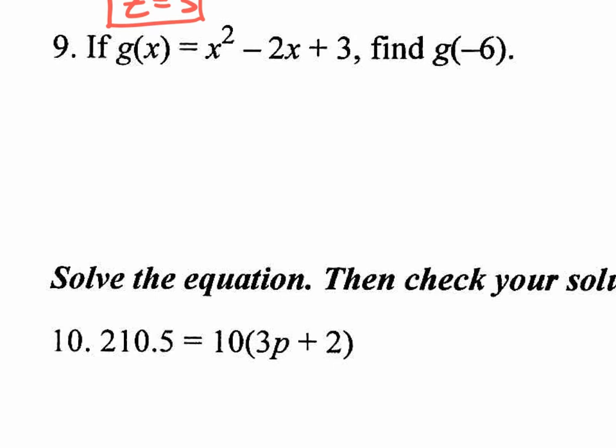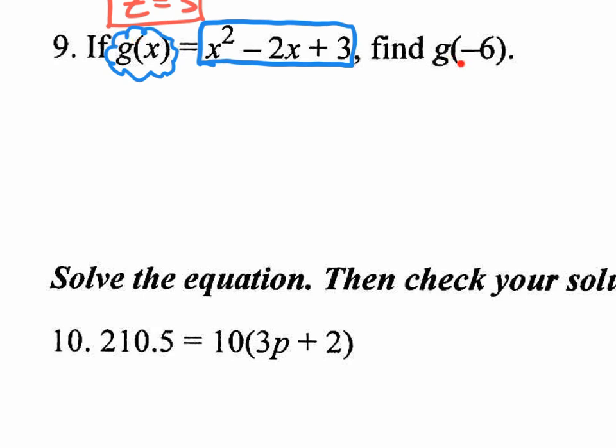If g of x equals x squared minus 2x plus 3, find g of -6. So I explained this on the other video. I need to explain this again because we only spent like half a period on this back in the beginning. See, g of x, that's just a name. It's like a notation. What is g of x? This right here is g of x. Now, g of x could be h of x, it could be f of x, q of x, r of x. That is just a name.